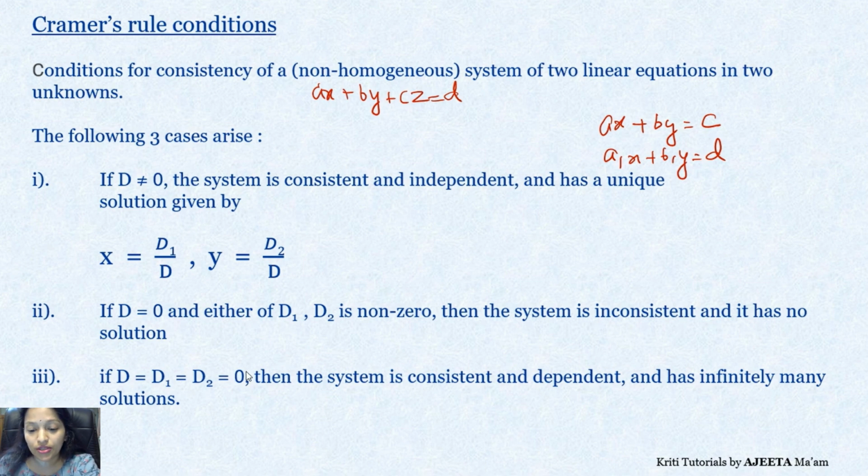If d1, d2, and d all three are 0, then the system is consistent and dependent and it has infinitely many solutions. So these three conditions are very important to analyze the given system of equations using Cramer's rule. Now let's understand what d, d1 and d2 are in detail and how to find the values of these variables x and y for two linear equations in two unknowns.